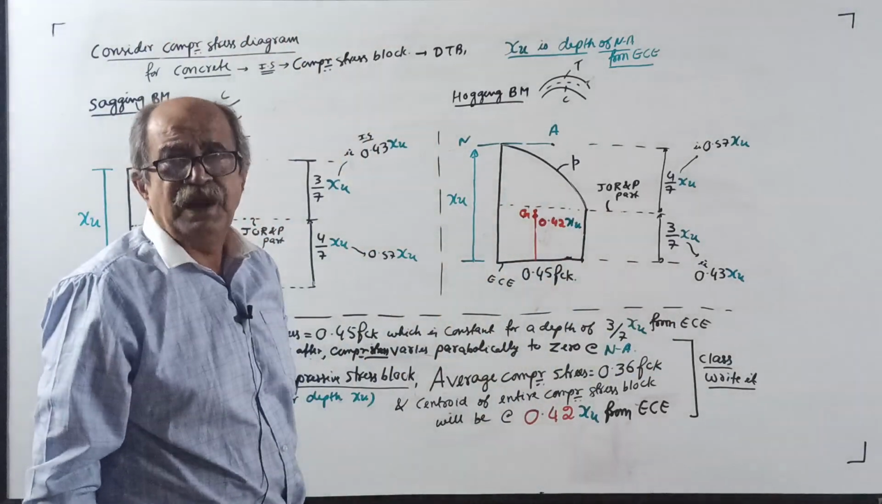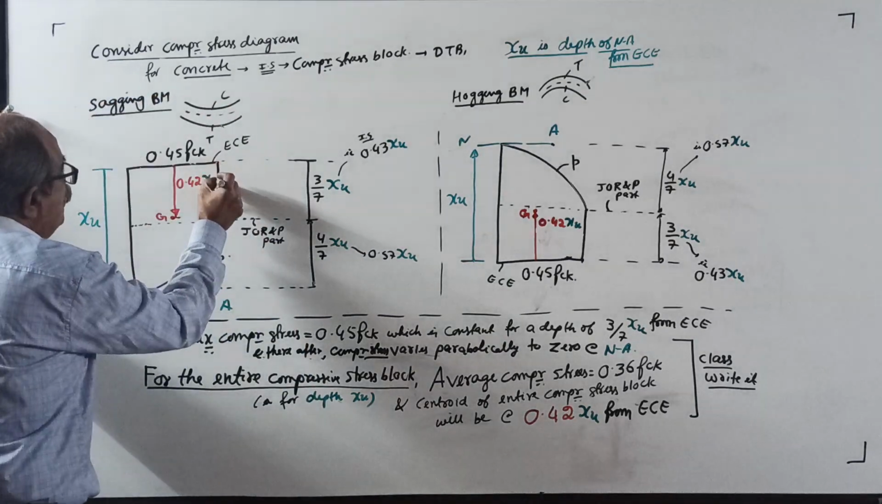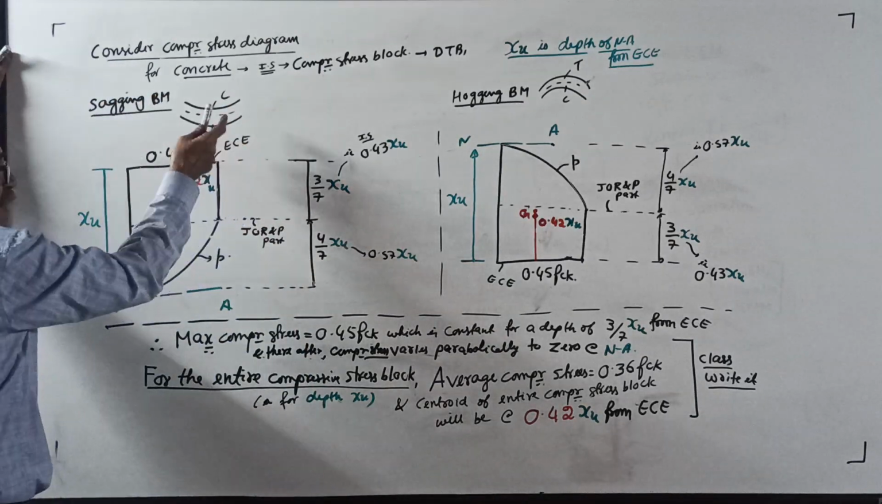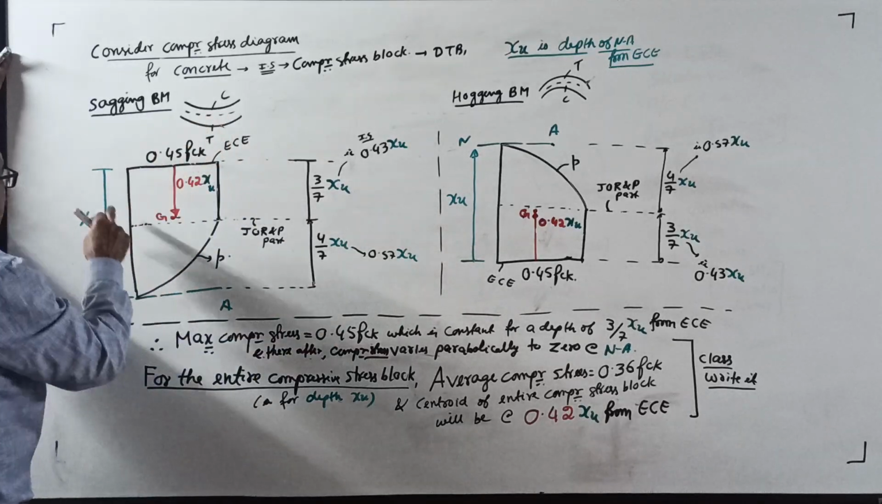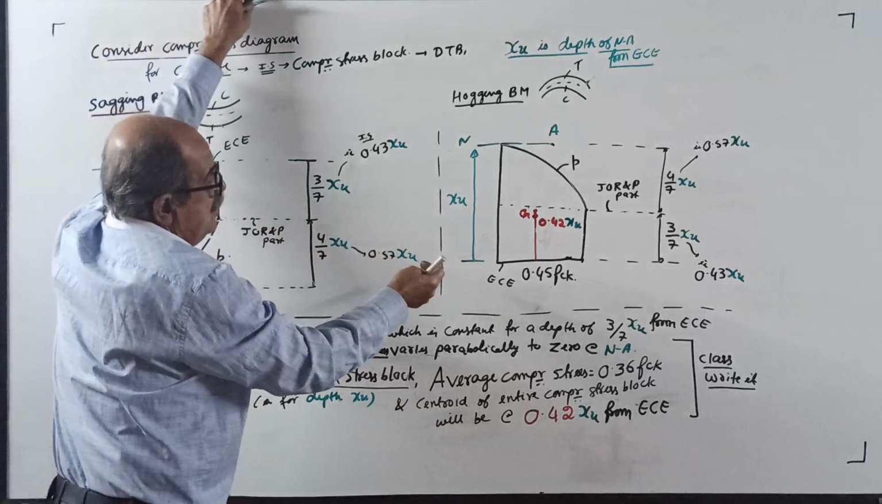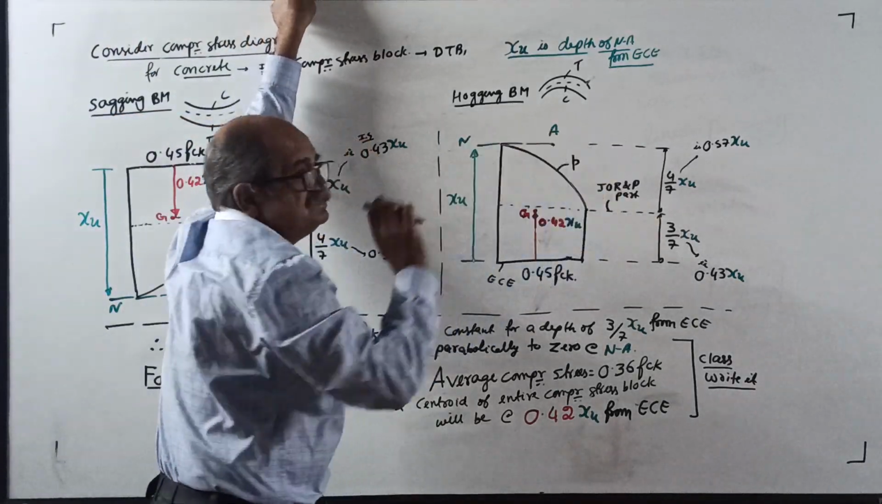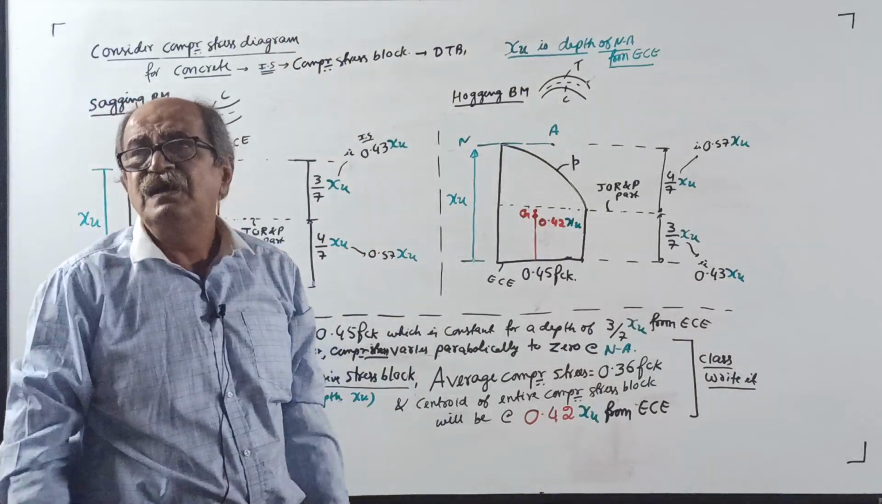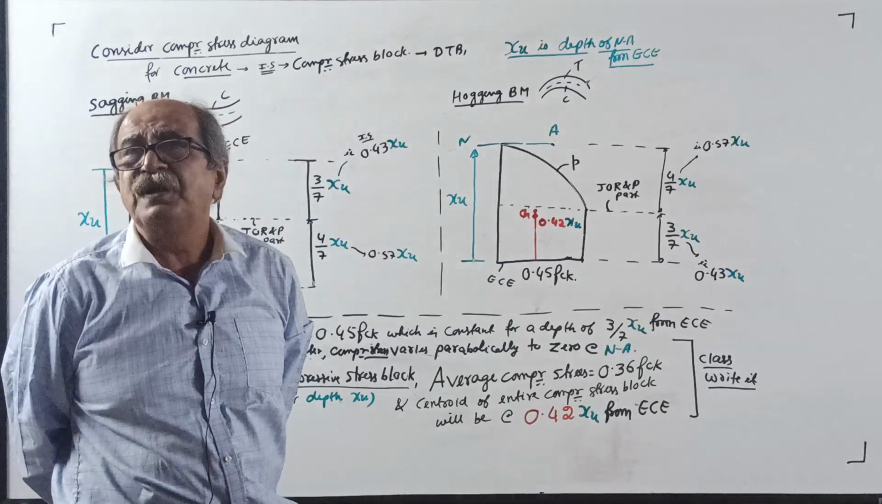Now, you need some extra properties. For this complete stress diagram, I told you, for the complete stress block, consider the entire depth XU. Here also, consider the entire depth XU. For the complete stress diagram, we want the average stress and where the center of gravity is.